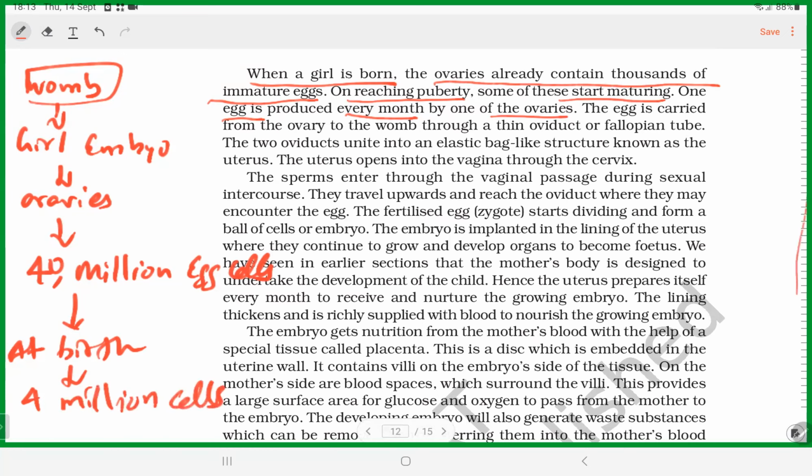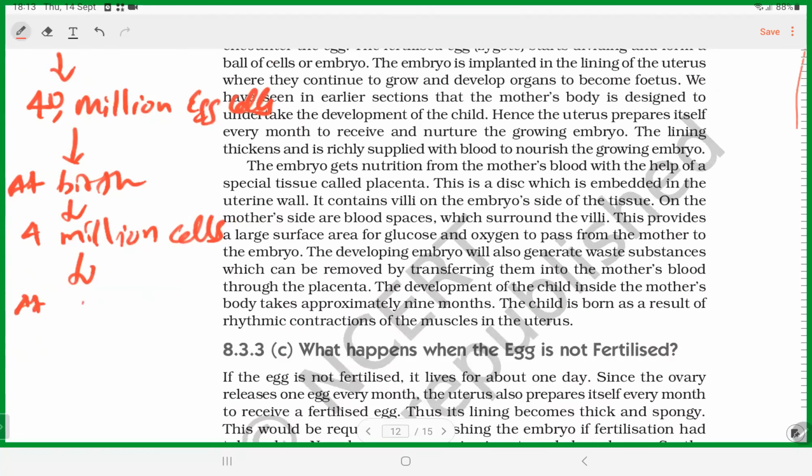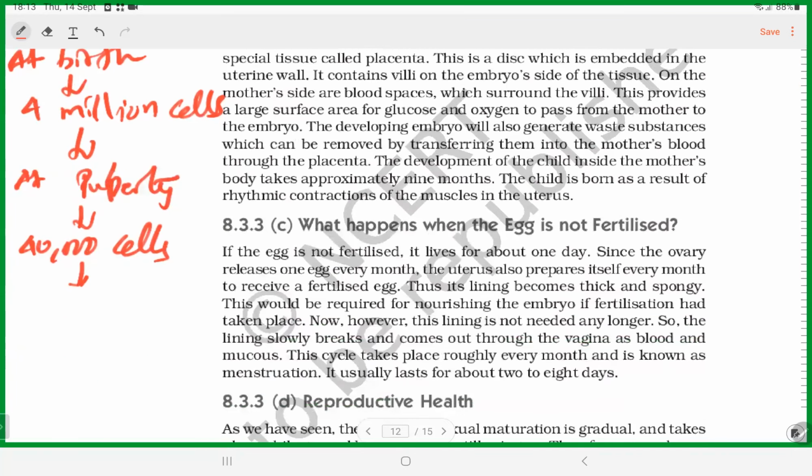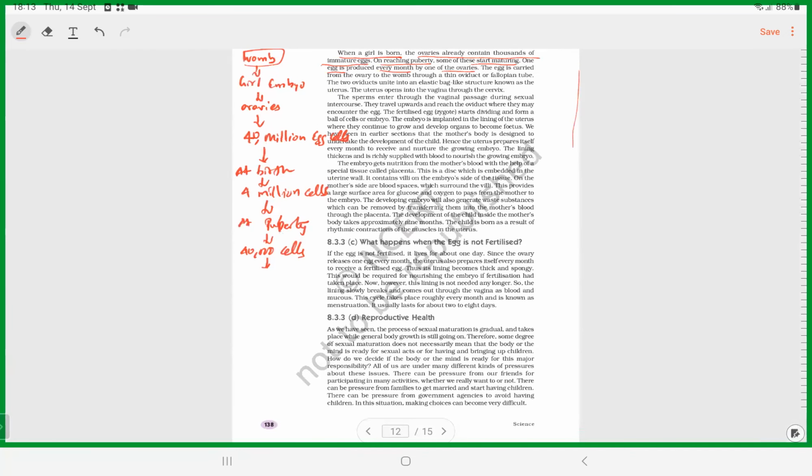And then at puberty, 40,000 cells. And puberty starts at the age of 13, roughly 13 to 15 years.